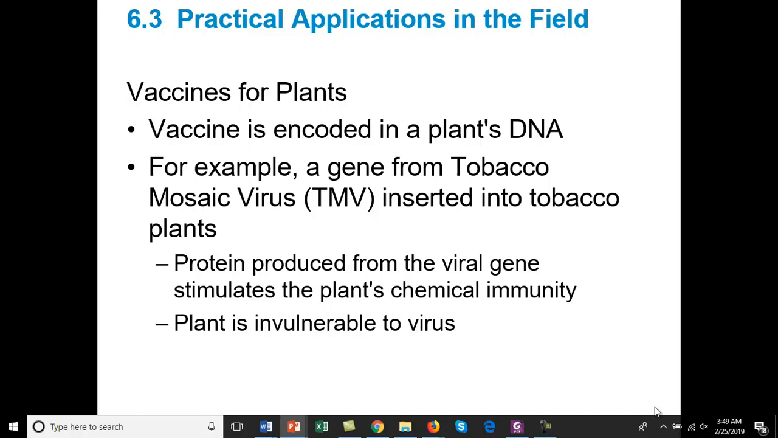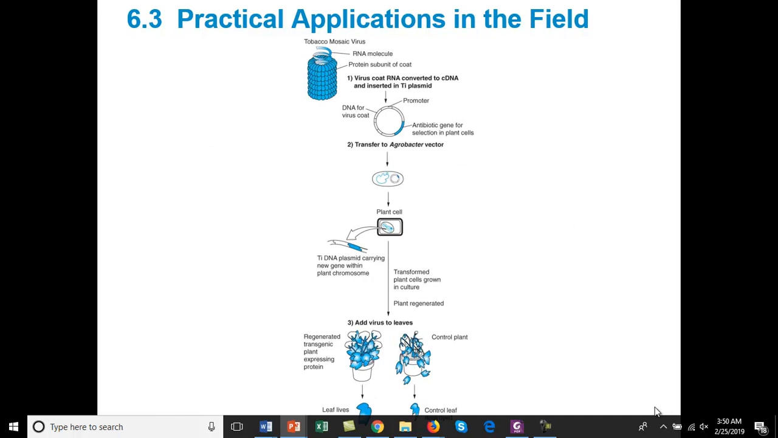And what the plant does is it sees the viral gene, the gene gets expressed, and that stimulates the plant's chemical immunity. Now, the virus in this case doesn't infect the plant because it's just a gene. It's not a whole virus, it's just a gene from the virus, so it's not infective. But because that plant's chemical immunity is stimulated, then when the virus does try to infect the plant, it's impervious, it's invulnerable to the virus, and so therefore the plant is producing specific chemicals that make it resistant to tobacco mosaic virus. Okay.